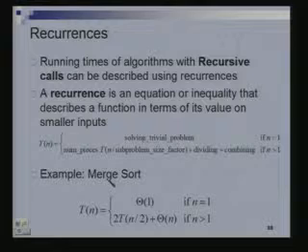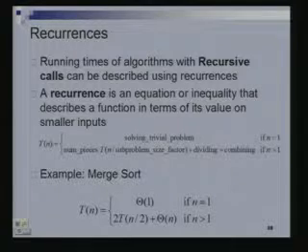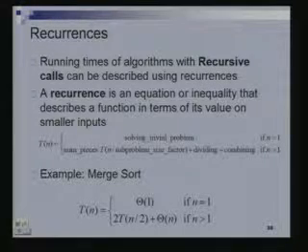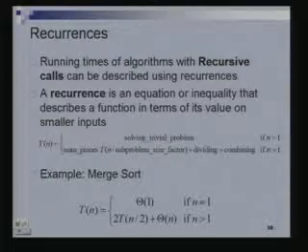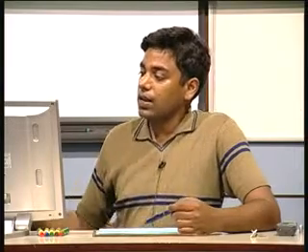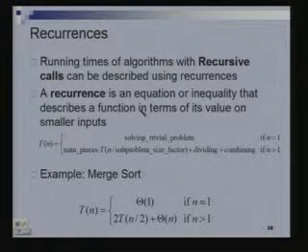So, we are going to analyze it once again using recurrence relations. We had used recurrence relations before. I am going to say it once again, so that it is refreshed in your mind. Typically, for all recursive procedures, you can analyze the running time using recurrence relations, which is basically an equation or inequality that describes a certain function in terms of its values at smaller inputs.